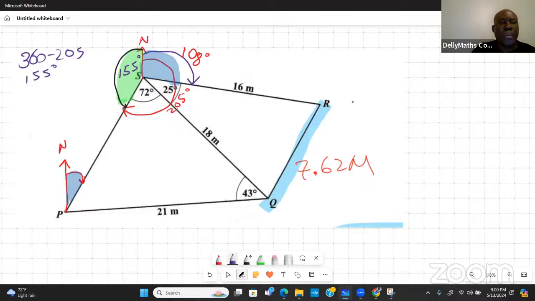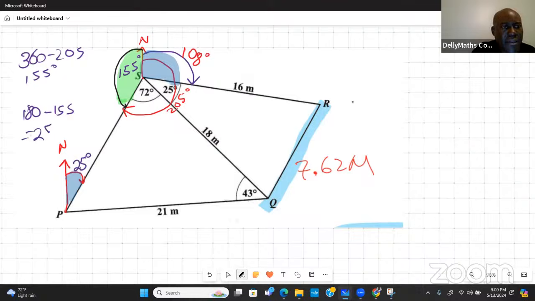But remember now, when we have parallel lines, the north lines are parallel. So this angle here and this angle here are co-interior, right? So that means they are supplementary. They add to give 180. So if I take 180 and I subtract 155 from it, it's going to leave me with this angle as 25 degrees.